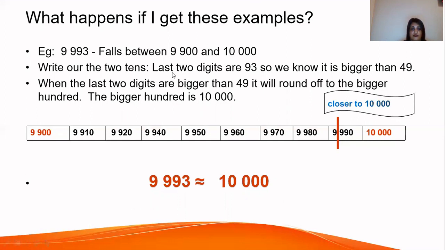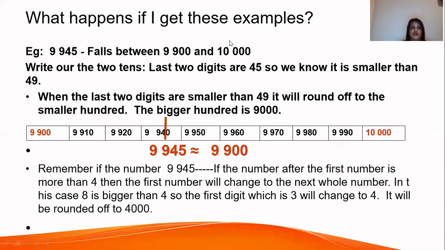9,993 rounded off to the nearest 100. Let's look at it again now. 9,993, we know 93 is bigger than 49, so we're going to round it up again, and it's going to be 10,000. Now let's look at 9,945.